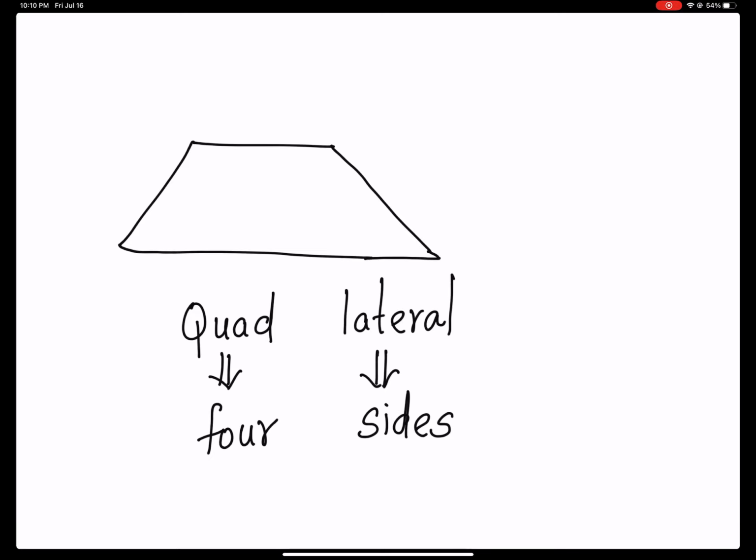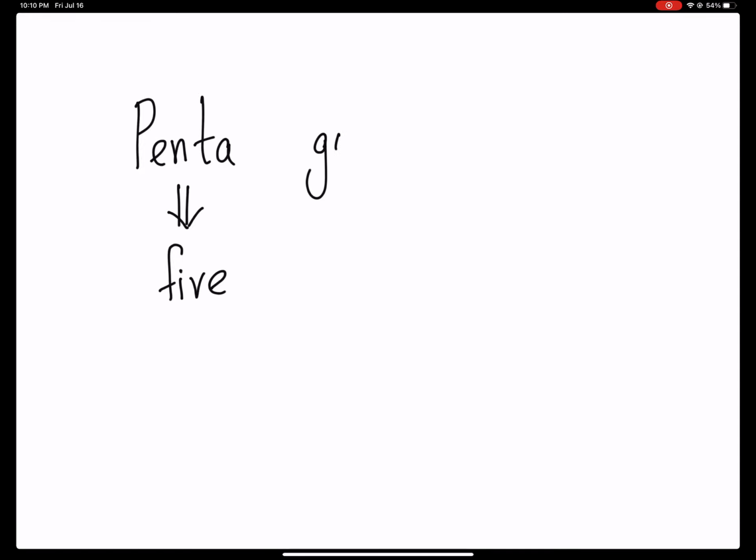Do all pentagons look the same? Let's take a closer look at the name pentagon. Penta means 5 and gon means angles. So the word pentagon means 5 angles.